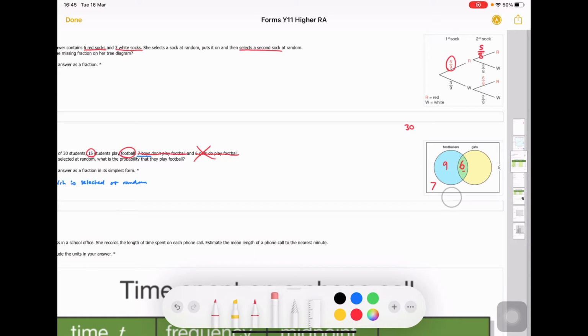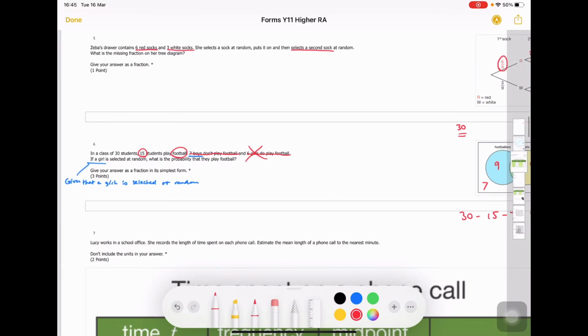So let's rub this out. And so we have 9, 6, and 7. We know that they need to add up to 30. So 30 take away 15 take away 7 equals 8. So we need to have 8 girls who do not play football. Where's the probability? So now let's go back to the question.